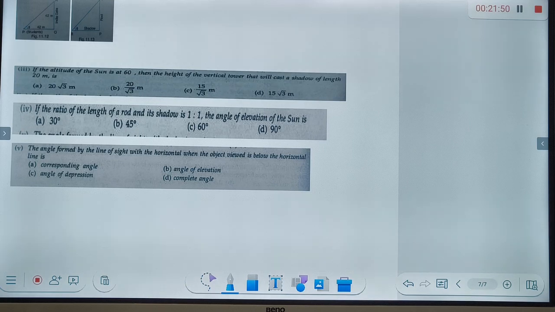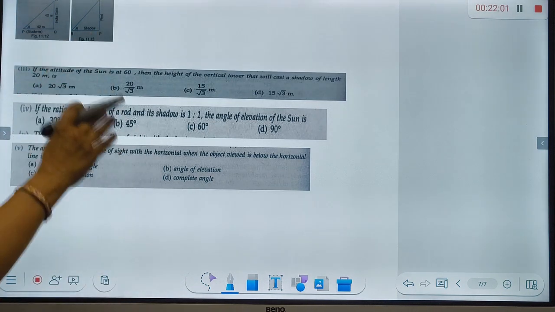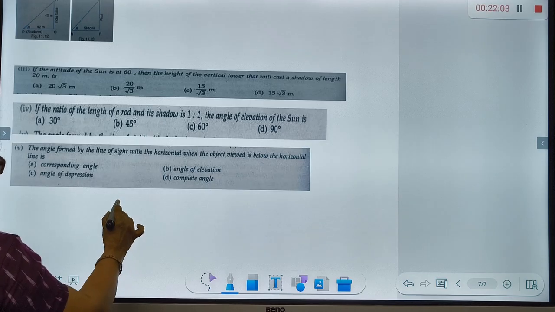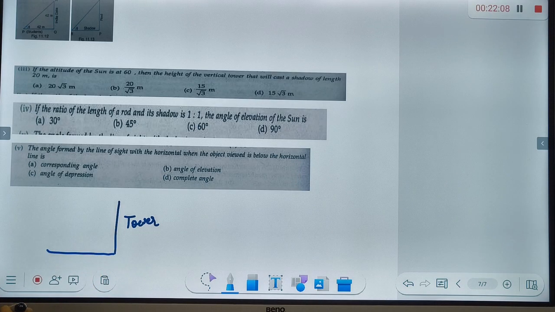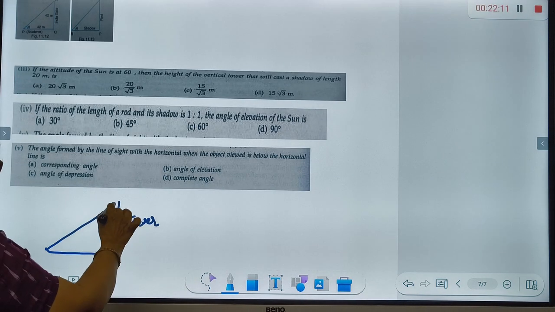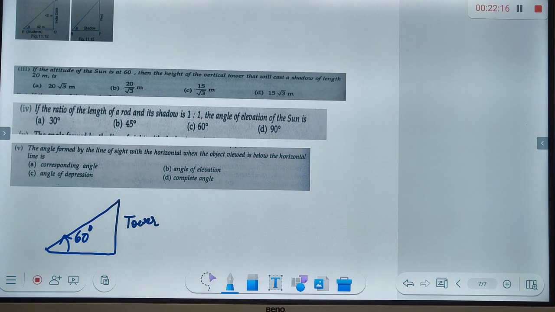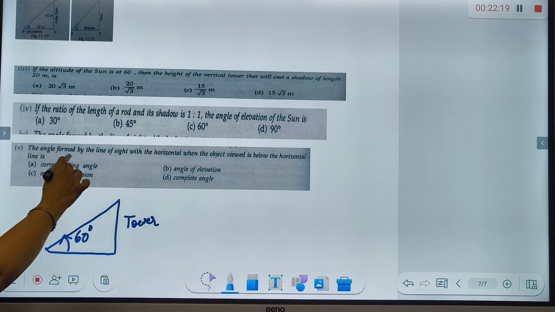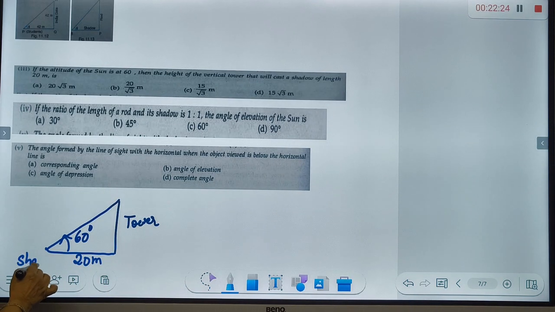Now, if the altitude of the sun is 60 degrees, then the vertical tower will cast a shadow of length 20 meters. What will be the height of the tower? Suppose this is the tower and this is the shadow. If the altitude is 60 degrees, the tower casts a shadow of length 20 meters. This is the shadow. Then what will be the height of the tower?